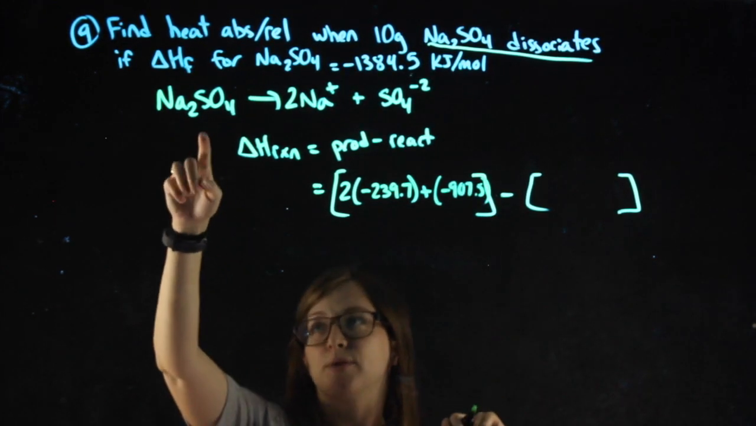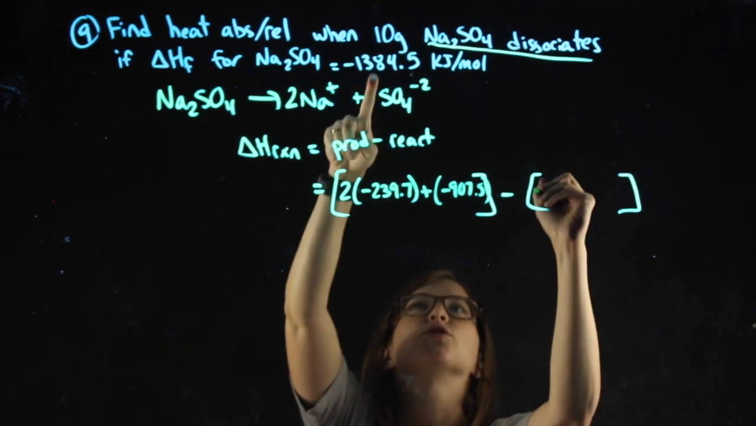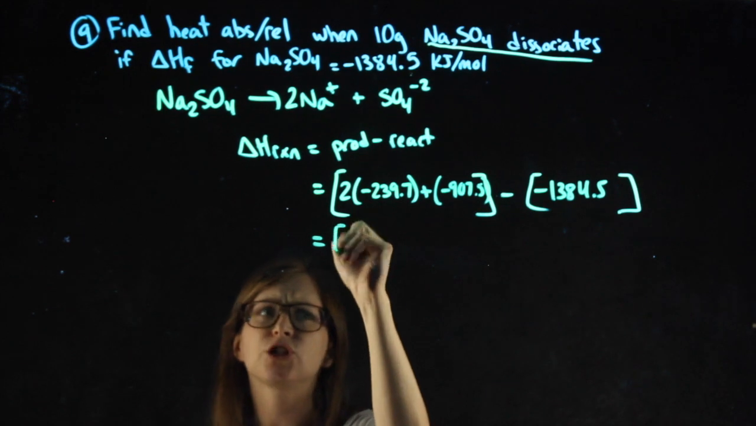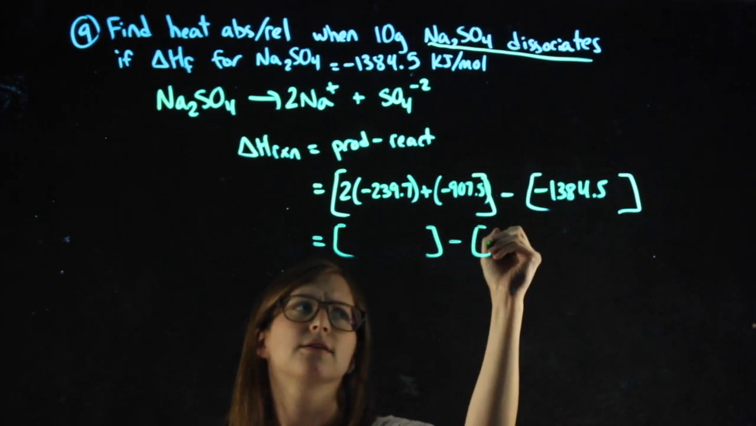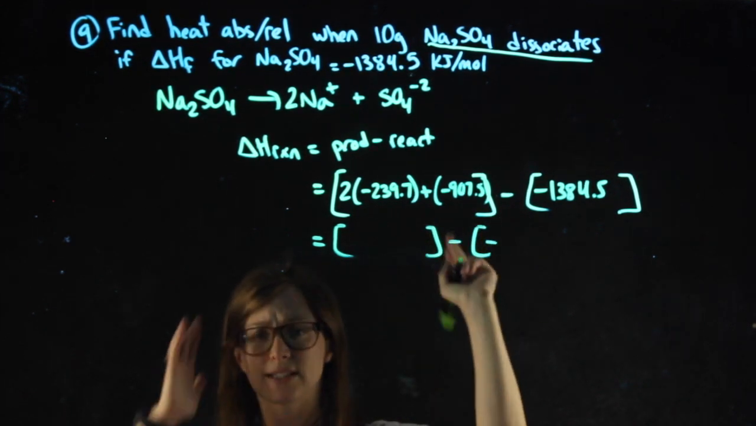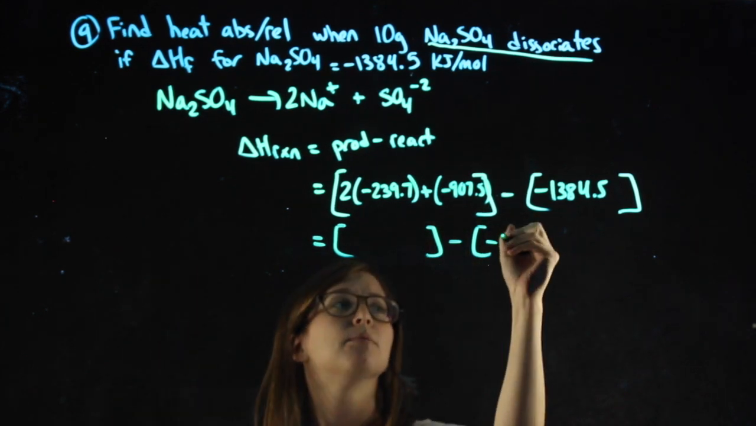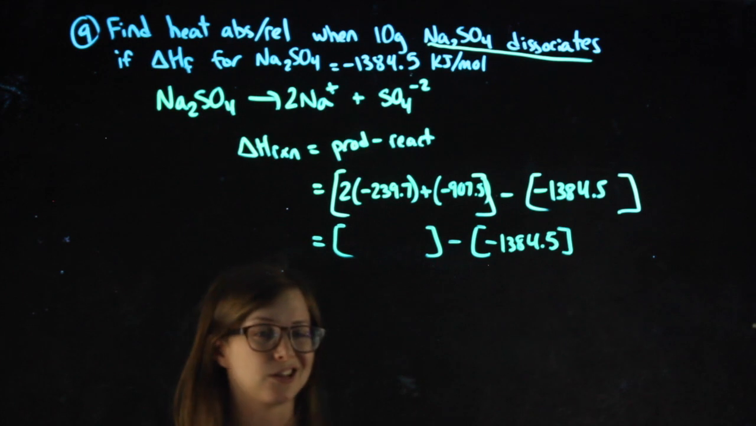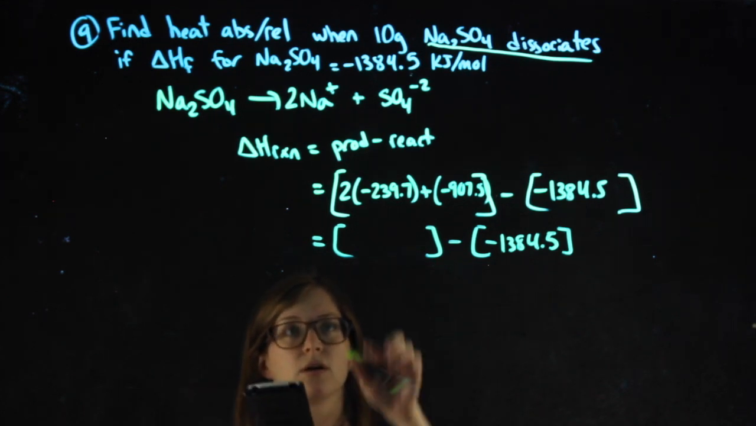Minus my reactants. The reactant value that should be on the chart is this one. I suggest simplifying what's in products and what's in reactants before you keep going, because where people really mess up on this stuff is annoyingly just the calculator work.